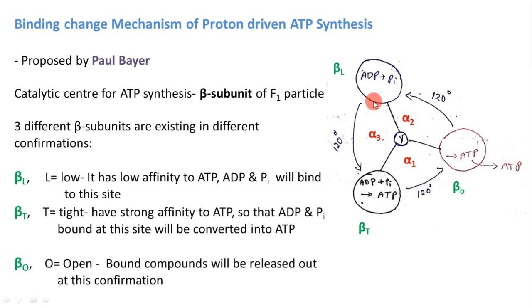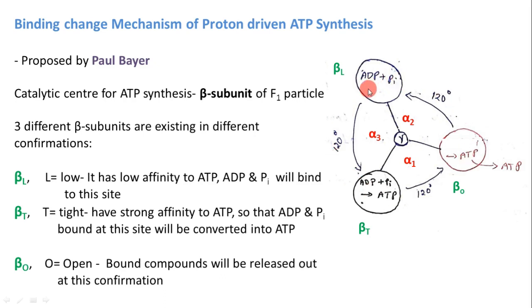Thereby, what happens? This ADP and inorganic phosphate is converted into ATP, because only ATP can bind at the beta T conformation. Thereby, ADP and inorganic phosphate will automatically convert into ATP. Again, the rotation takes place by 120 degrees in the anti-clockwise direction, and the beta subunit moves to the beta O conformation. Beta O is said to be the open conformation. Thereby, the ATP synthesized at the beta T position is released out of the beta subunit, and again this process continues.